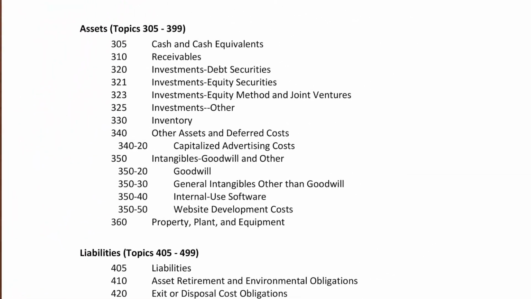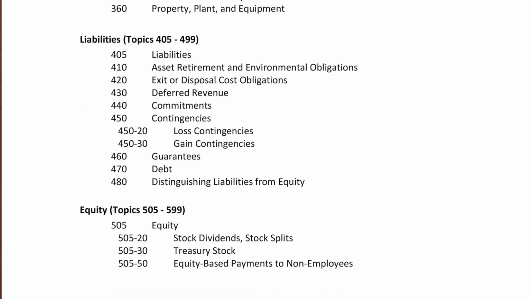On page 7, you've got assets, and within assets, you've got topics 305 to 399. 305 is cash, 310 receivables, 320, 321, 323, 325, all of those are investments. 330 is inventory. 340 is deferred costs. 350 is intangibles. 360 is PP&E, or property, plant, and equipment. The next category is liabilities, which is topics 405 to 499. And then you've got the category on equity, which is topics 505 to 599.